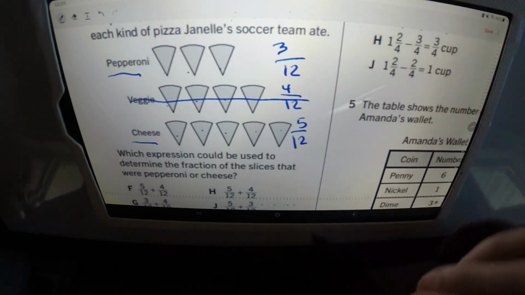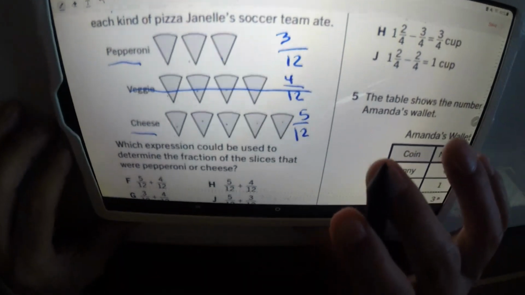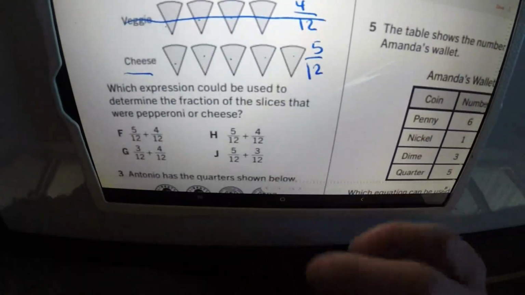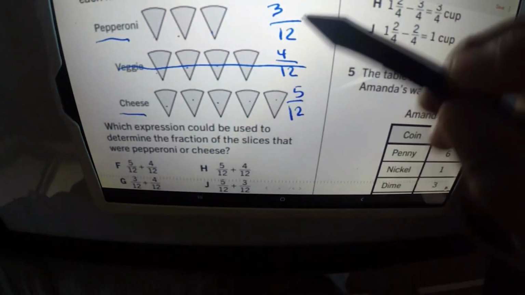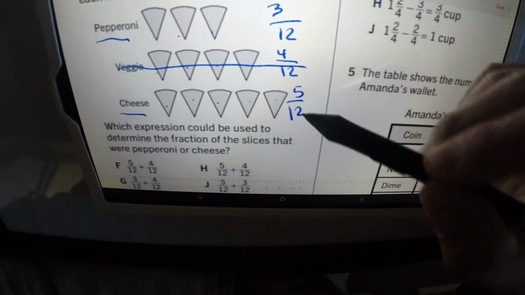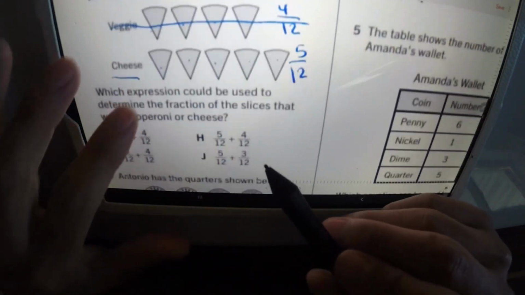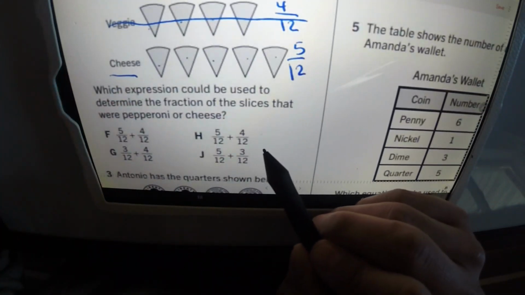They want to know the total of each one. They want to know what expression or what math problem shows that. So we're looking for these two to combine: 3 over 12 plus 5 over 12. That's basically what we're looking for, an equation that shows 3 over 12 plus 5 over 12.